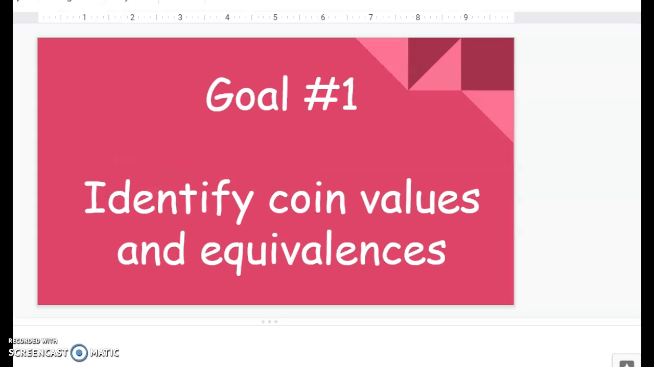Goal 1 is to identify coin values and equivalences. That means you will have to know how much each coin is worth and also be able to add different coins together to come up with a specific amount.